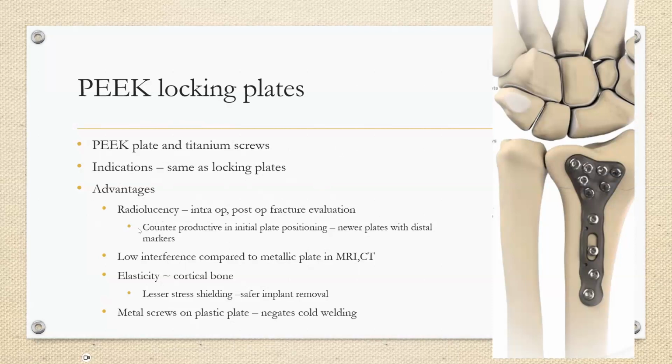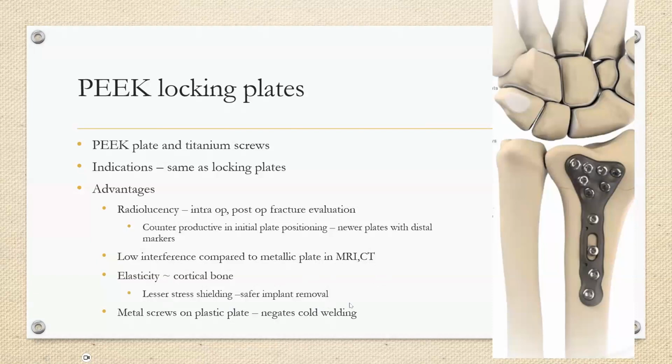This radiolucency can also prove to be counterproductive in the initial plate positioning. Hence, the new plates are coming with distal tip markers for locating the tip of the plate for intra-op positioning. Another main advantage is that it has low interference compared to a metallic plate with respect to artifact generation when the patient is subjected to MRI or CT. Its elasticity is similar to cortical bone, that is, less stiff than a conventional locking plate. Hence, it has lesser stress shielding and lesser incidence of refracture. Hence, it is supposed to be better.